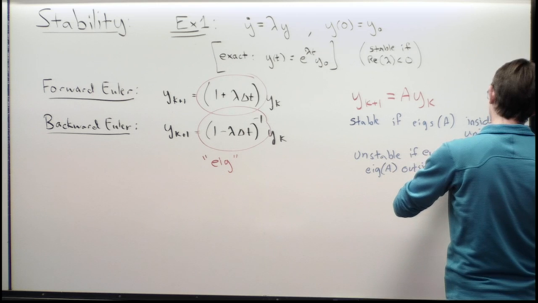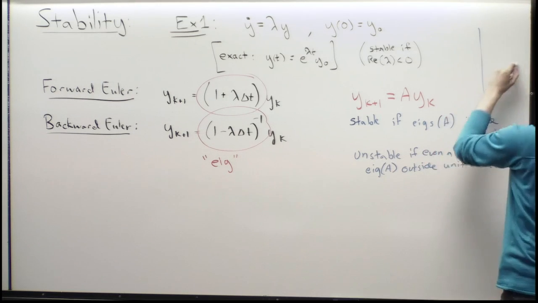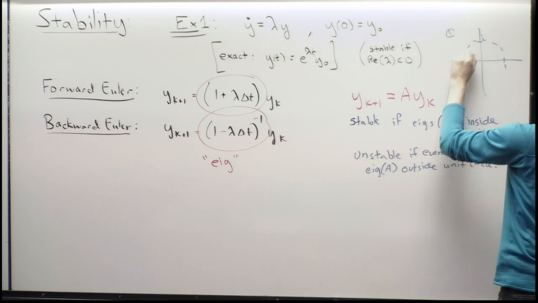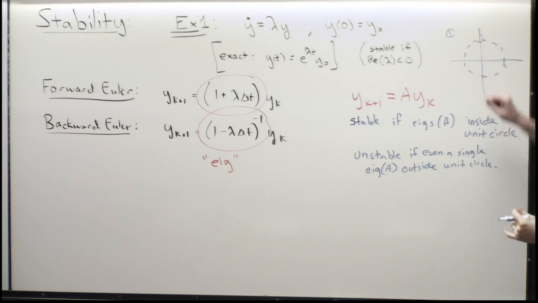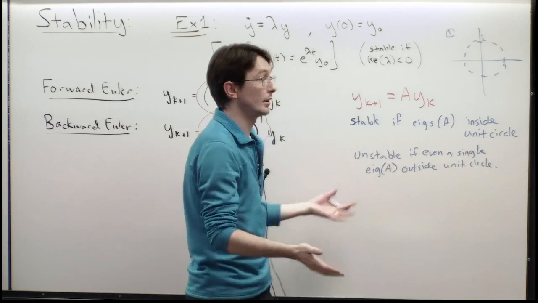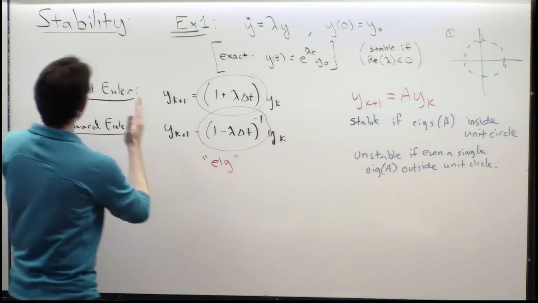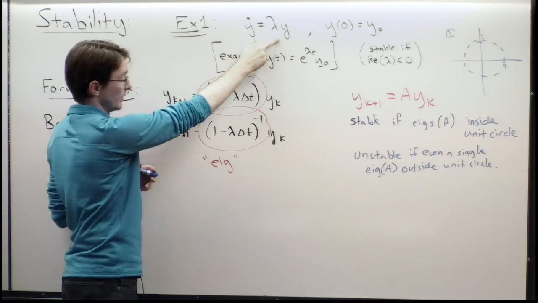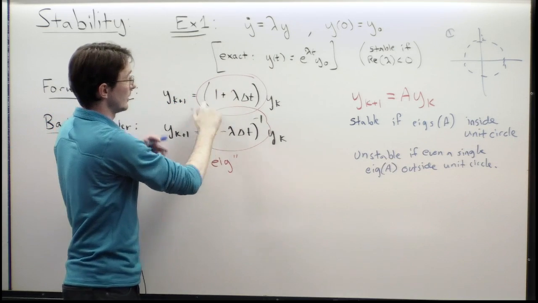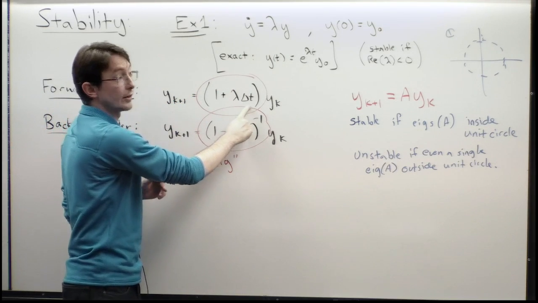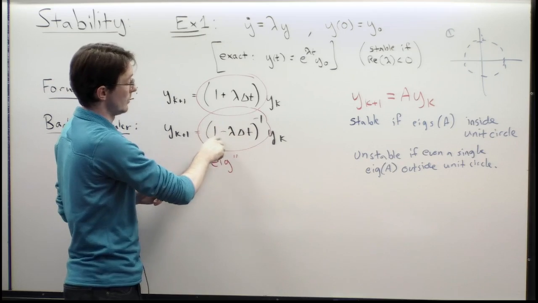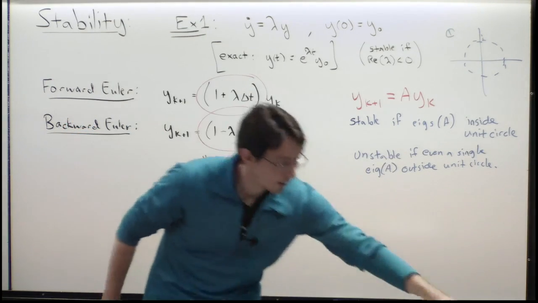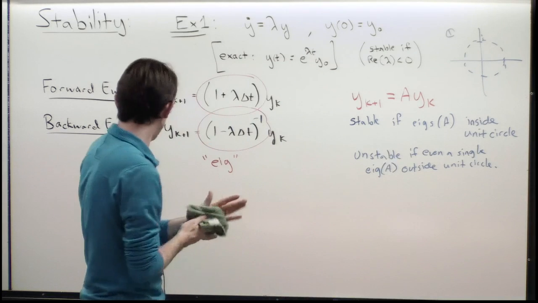And when I say unit circle, of course I mean the unit circle in the complex plane. So being inside the unit circle is good, being outside the unit circle is bad, but for this simple example with a scalar vector field that's linear, the only eigenvalue is just this number, 1 plus lambda delta t, or 1 over 1 minus lambda delta t. Those are the eigenvalues. So let's write out what this looks like on the next board.